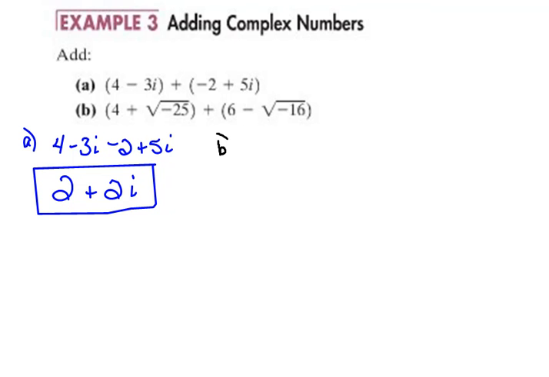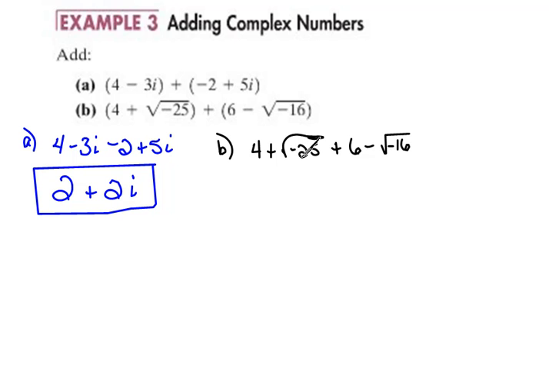Now for part B. For part B, we're going to have to do just a little bit of work, because here we don't have the i, but we can get the i. So I tell you what I'm going to do. I'm going to go ahead and write this without the parentheses because they don't really mean anything, not in addition. You can add in any order you want. So 4 plus the square root of negative 25 plus 6 minus the square root of negative 16.